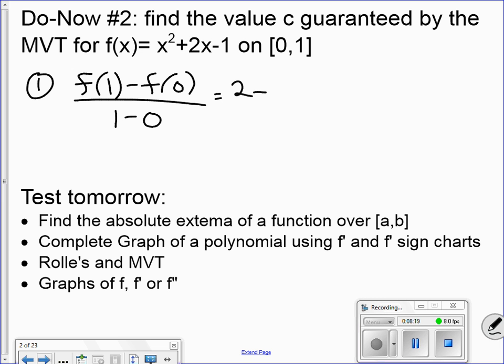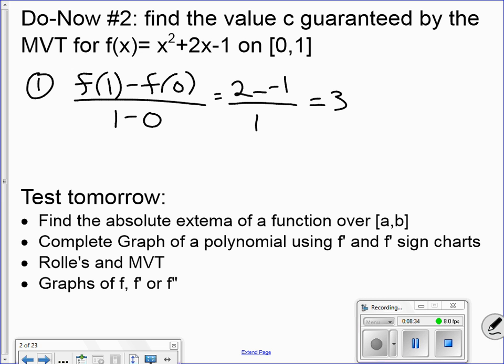Minus f of 0, which is -1, over 1 minus 0. So what do we get for the slope of the secant? 3. Okay, so now we know the slope of the secant is 3.